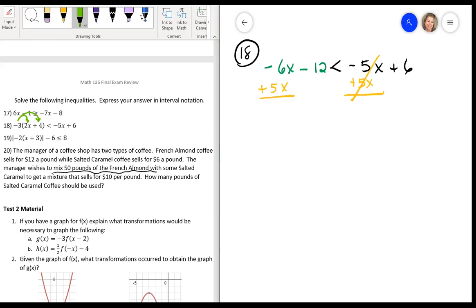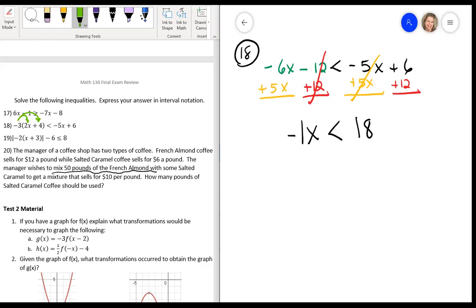So that's going to put all my x's on the left, but in the same step, I don't want my non-x, which is at -12, on the left anymore, so I'm going to add 12 to cancel him out. But then I have to add 12 over here. So on the left side of the inequality, I'll be left with a -1x. And on the right, I will have 18.